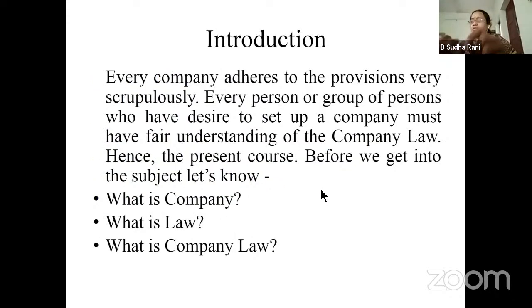Joint stock company is an artificial person created by law where people join voluntarily, and it has perpetual succession and a common seal. An artificial person created by law having perpetual succession and a common seal, we call a joint stock company, right? So what does it mean? What is an artificial person? What is perpetual succession? What is a common seal? All this we'll learn in the forthcoming topics. So first, company and what is law?